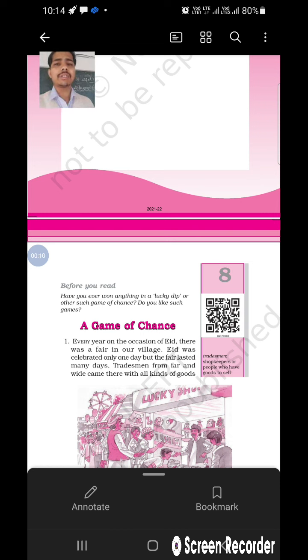So my dear students, today I am here to explain the chapter, A Game of Chance. This is chapter number 8 of class 6 NCERT Honeysuckle book. So once again, I heartily welcome all my dear students to the online interaction classes.